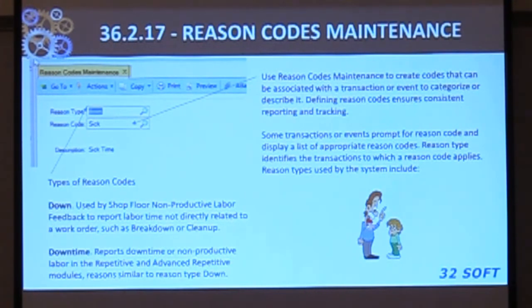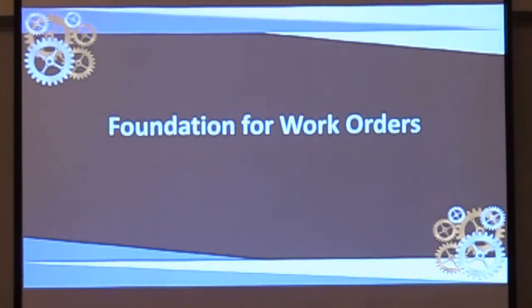Reason codes can be used for many things in QAD. In terms of shop floor control, it's usually used for downtime definitions, but we'll look at 16.20.4, which is non-productive labor, and see how we can record that for the accountants.